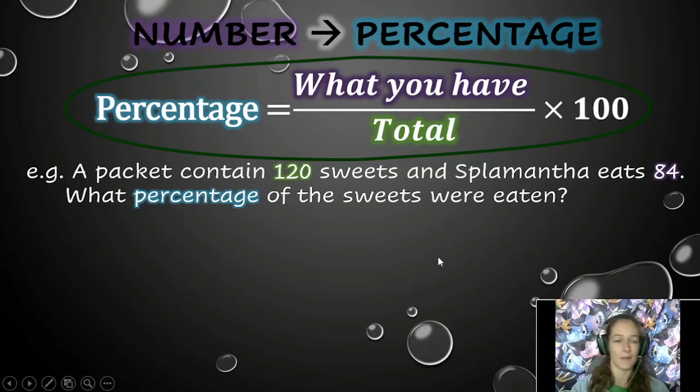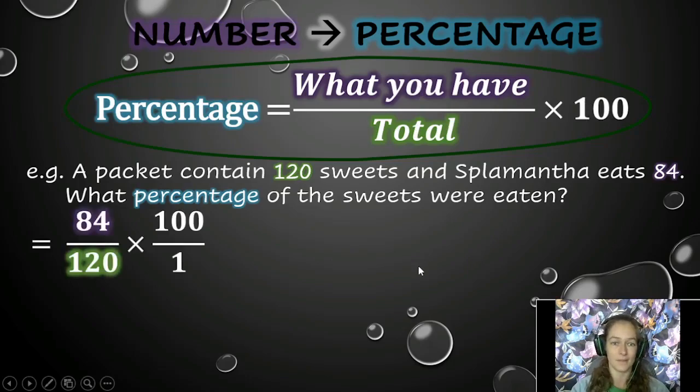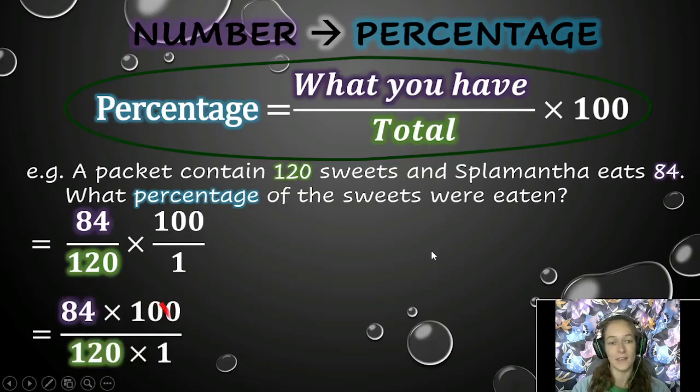It's not my formula, I mean it's been used by millions of people. But it's a good formula. So yeah, you're going to sub it in, so 84 divided by 120, then multiplied by 100.